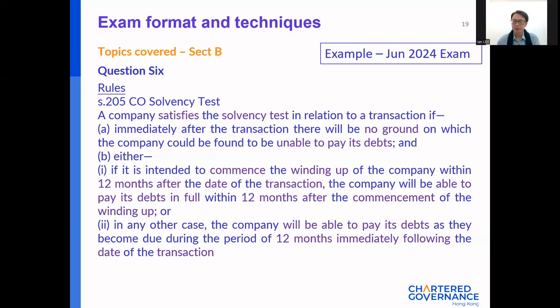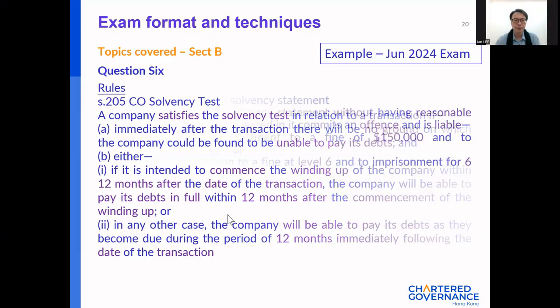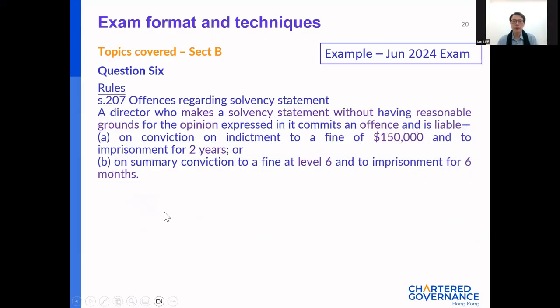The second part, so since this is not a winding up matter, we can go to subsection 2. The company will be able to pay its debts as they become due during the period of 12 months immediately following the date of the transaction. So this is forward-looking, okay? That's why you need to look at the prospects of the company. It's in the future, in the coming 12 months, the company will be able to pay its debts as they fall due. So if you're able to do that, then you can sign off on the solvency statement.